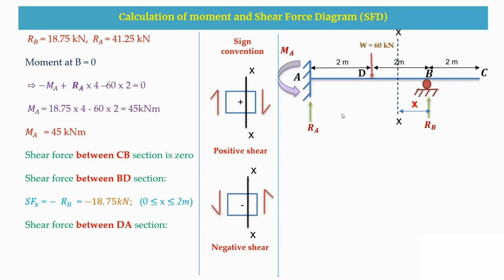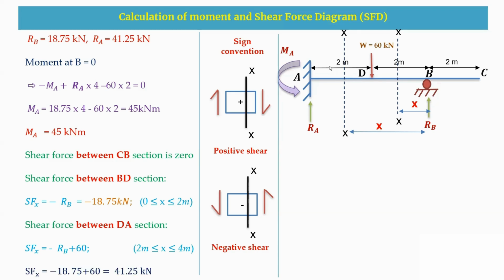And then I'm going to take a section in between DA. This is a section at a distance of X from this B support. Now the shear force equation is minus RB plus 60. So the limits here are 2 to 4. Therefore, in between D to A, the shear force will be 41.25, which is a positive value.